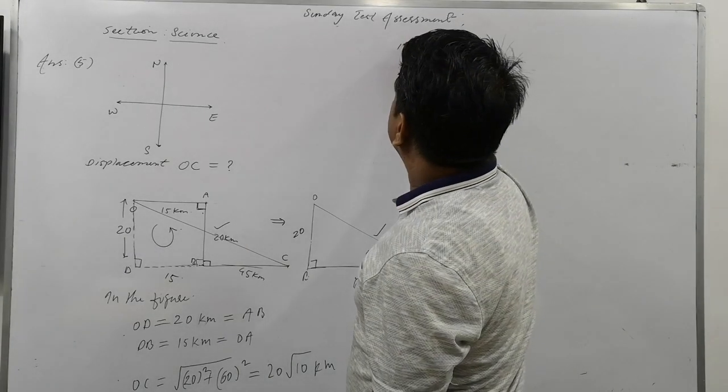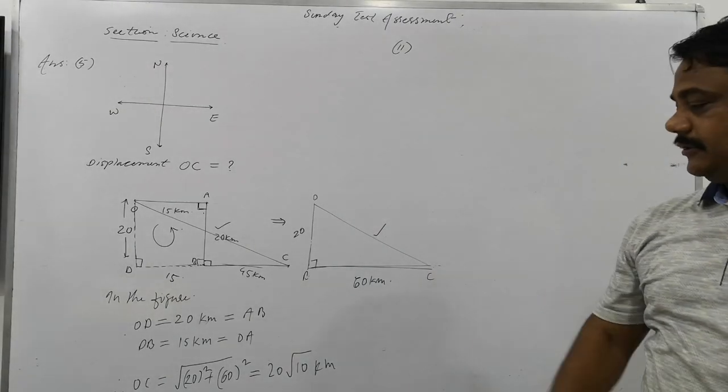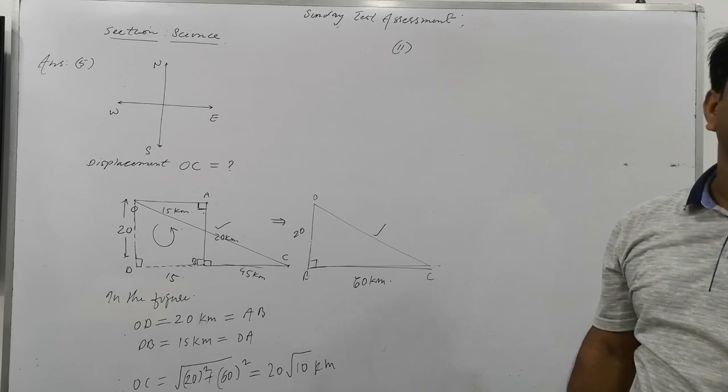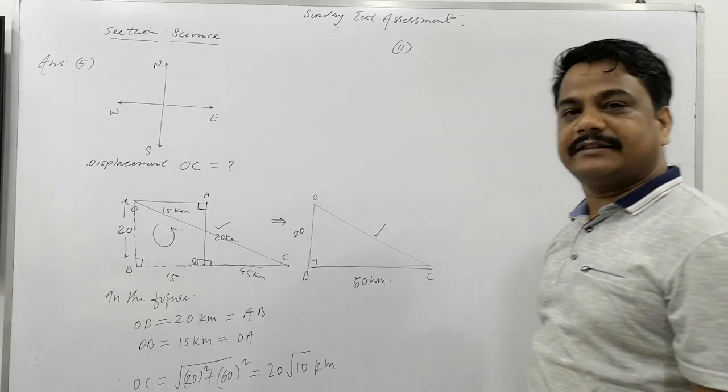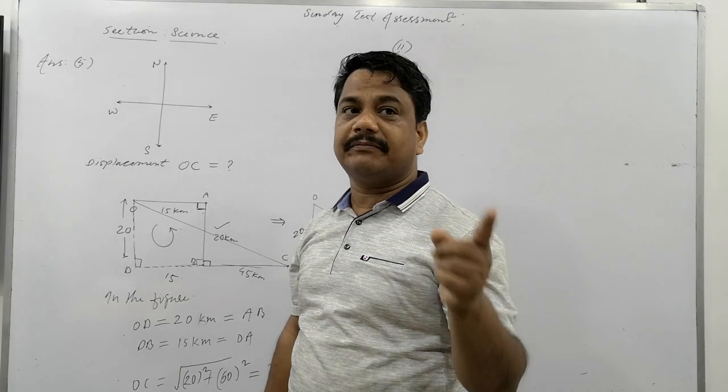Displacement. I told you the mistake here. One is distance and the other is displacement. So is this the displacement or distance? Displacement. You found displacement here. Now we have to find out distance. One can find the distance easily. What is the distance? The total length of the path.